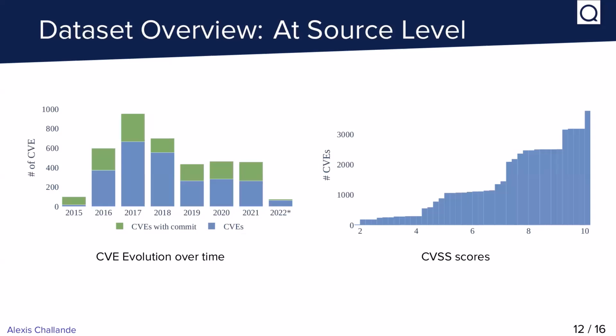You have a few figures for how many vulnerabilities there are. It's quite stable over time, and the column for 2022 is a bit smaller because the figures end in March. And most vulnerabilities in Android are quite severe, because more than 60% of the dataset has a CVSS score of more than 7.